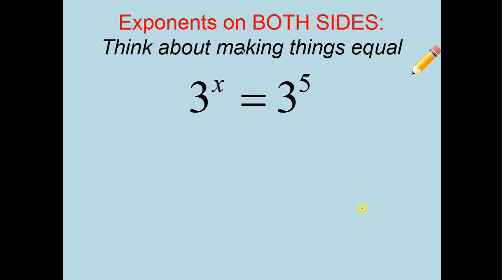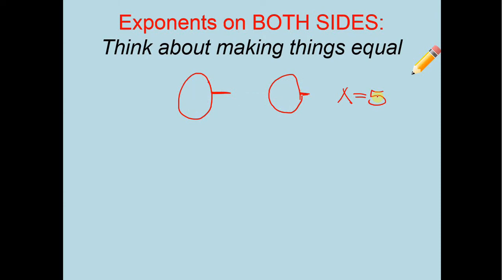So, exponents on both sides. Think about making things equal. So I have 3 to the x equals 3 to the 5th. You're going to want to make sure your bases are the same. Once you get bases equal, you're just going to set exponents equal to one another. So I have x equals 5. And that one's done. You would understand 3 to the 5th does equal 3 to the 5th, right? No doubts about that. But what about one that looks something like this?